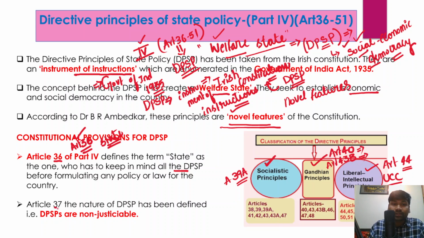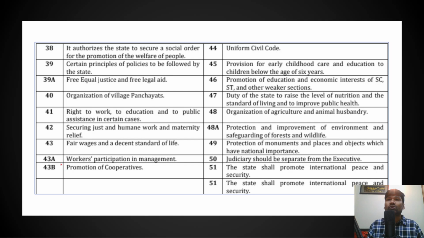And even Article 37, the nature of DPSPs has been defined in Article 37 of the Indian Constitution. So that essentially means, as I told you in the beginning of this lecture, directive principles of state policy are non-justiciable in nature. Even if the state doesn't implement these directive principles, you cannot go to the court for the implementation of DPSPs. So Article 37 says the nature, right? The DPSPs are non-justiciable in nature, and Article 36 defines the state, and in fact, while formulating laws, the state should keep in mind these directive principles of state policy.